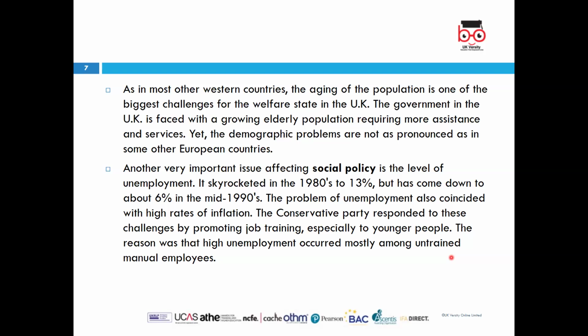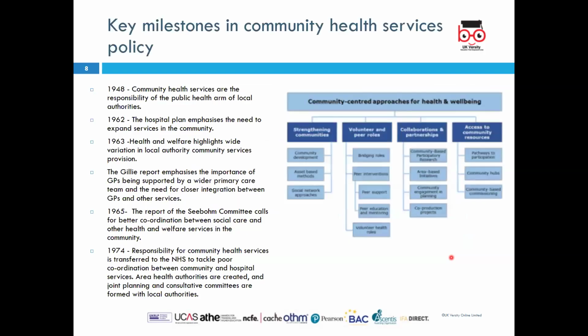Yet the demographic problems are not as pronounced as in other European countries, so we are still good to go. Another important issue affecting social policy is the level of unemployment. It skyrocketed in the early 1980s to 13%, but has come down to about 6% in the mid 1990s. The problem of unemployment has also coincided with high rates of inflation, which we've seen from the 1980s. The Conservative Party responded to these challenges by promoting job training, especially to younger people. The reason was that high unemployment occurred mostly among untrained manual employees, which made it very hard to survive.